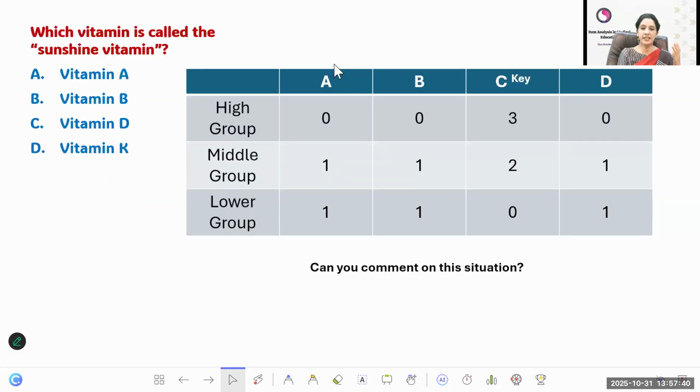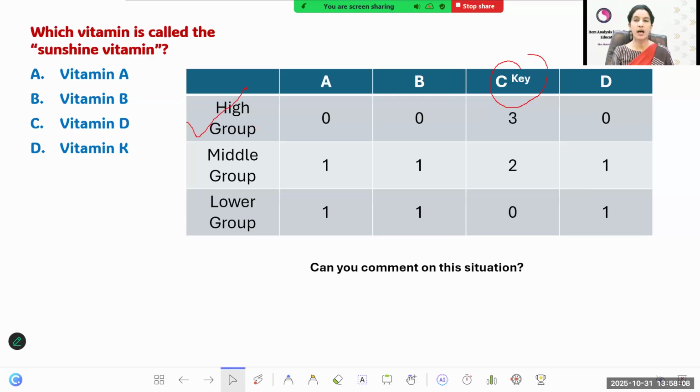In this case, for example, you can see we have just taken the snip of those 11 students, and this is the same question which we have given to you. The question is, which vitamin is called the sunshine vitamin? And the correct answer is C. So C is the key. You can see we have written here that C is the key. And A, B and D are distractors. If you see the high group, like we talked, the high performing group will go towards the key. All three have marked the correct answer and none of them have selected a distractor.